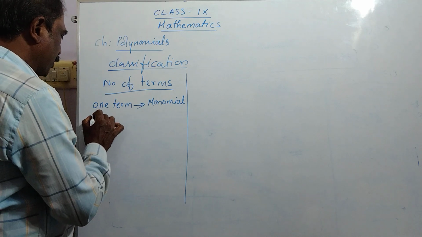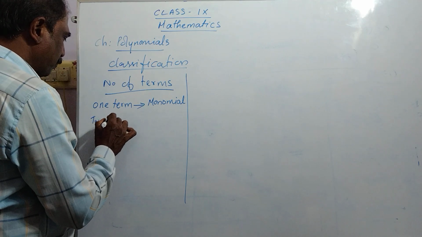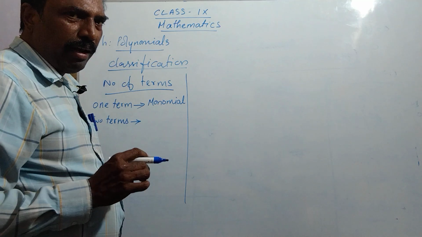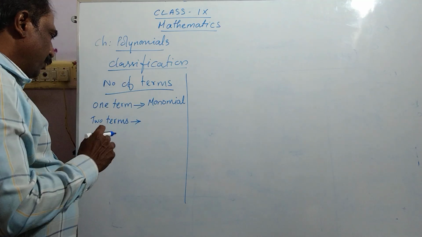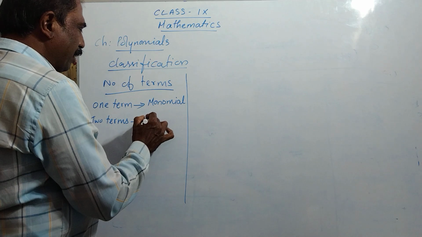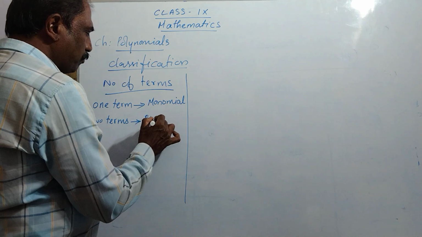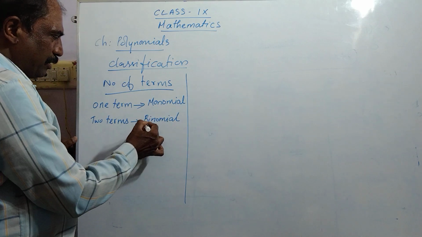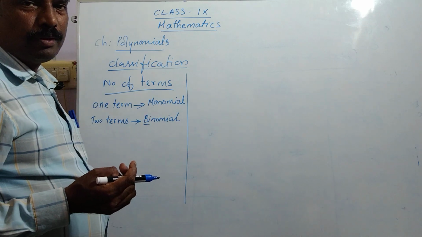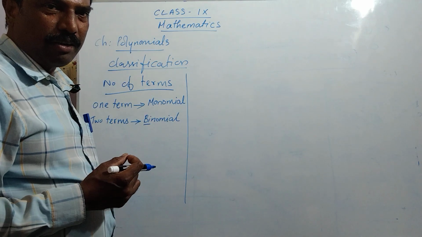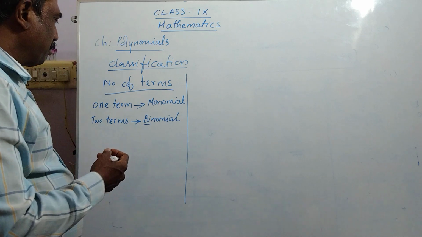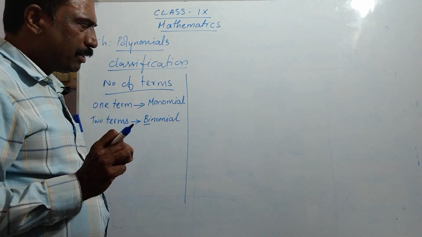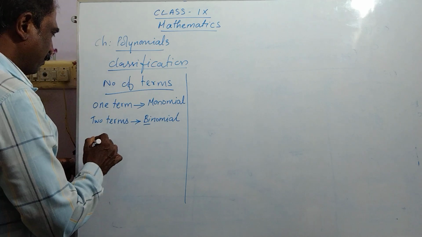Then two terms. If a polynomial has two terms, we call that a binomial. Bi means two, like bicycle, binocular. So bi means two. If a polynomial has two terms, we'll say binomial.